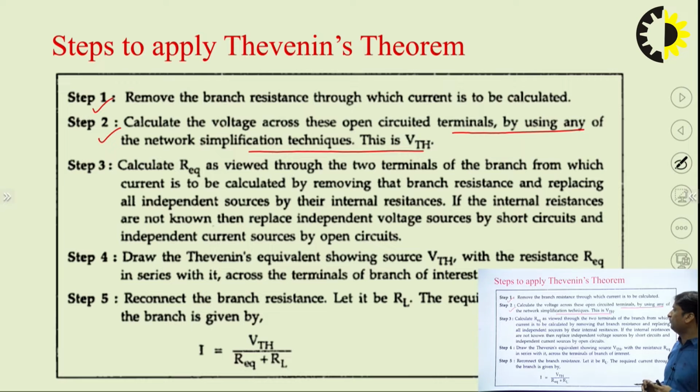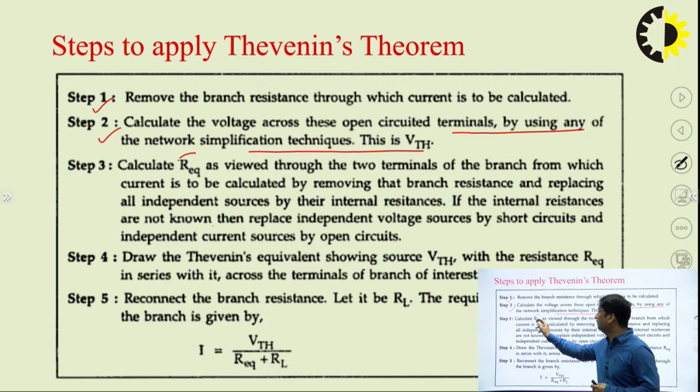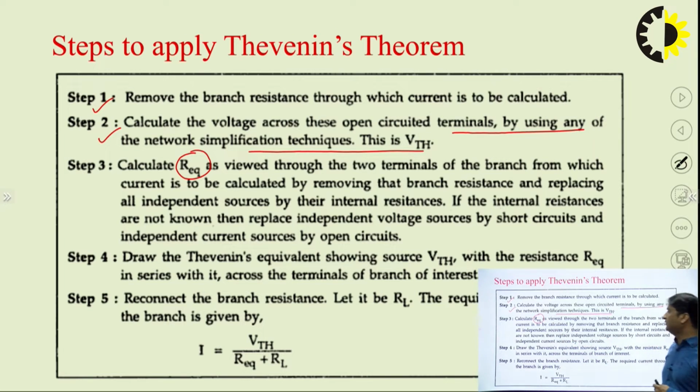Step number 3, we have to find the equivalent resistance. Whenever we find this equivalent resistance, we know that we have to replace all our active sources, voltage or current sources, by their internal resistances. Or if they are not given, the voltage source can be short circuited and the current source can be open circuited. Then we can easily calculate the effective resistance across these 2 points A and B.